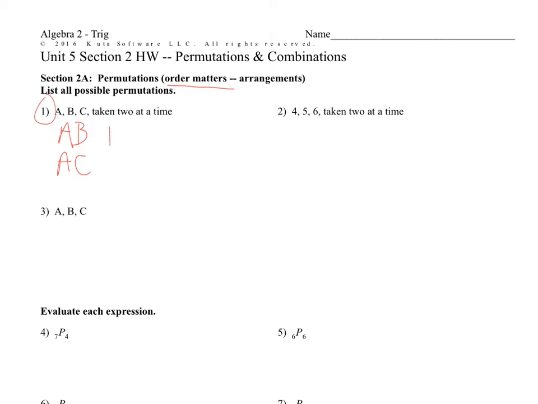Then let's look at taking B first, so I could do B followed by A, or B followed by C. And then let's look at taking C in the first spot. C could be followed by A, and C could be followed by B. So that's listing them all, and if you look at that, that is 6 possible permutations, or ways to order 2 letters from A, B, and C, taken 2 at a time.